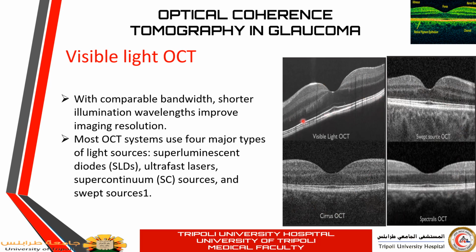You can see a histological structure of the retina, a very clear image that's seen by the visible light OCT as compared to the superluminescent source or swept source OCT and the Spectralis OCT. So you can clearly see the difference between the four different modalities.